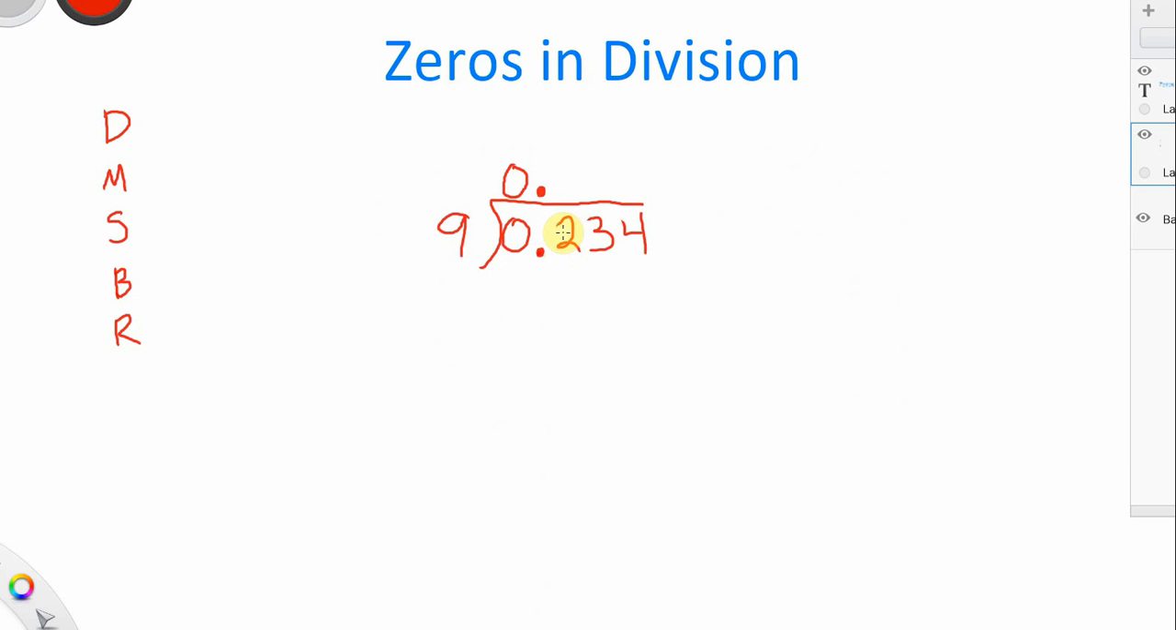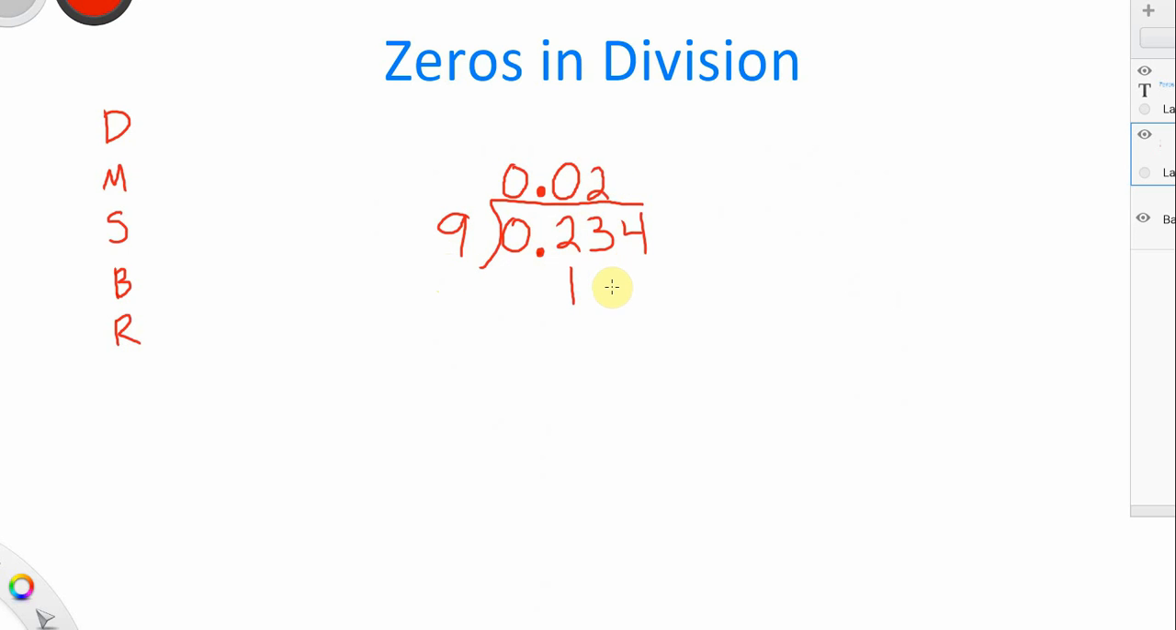This is where it gets a little different. Before we would kind of put an X if it didn't fit in. But now, because we have a decimal, we need to place a 0 here to hold the place value. And so 9 goes into 0 0 times, 9 goes into 2 also 0 times, and so I need to put a 0 above there. Now 9 into 23, does 9 go into 23? Yes, it does. It goes twice.